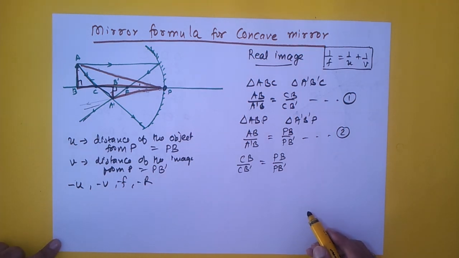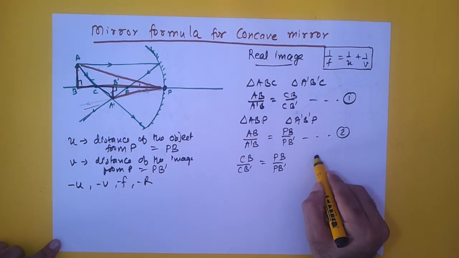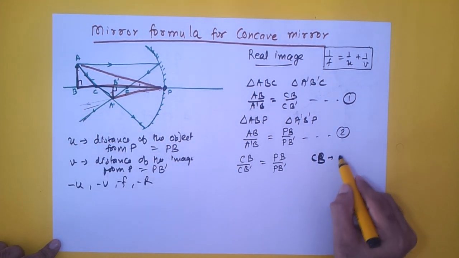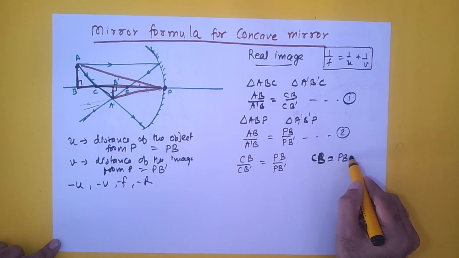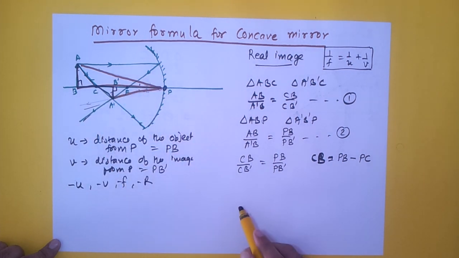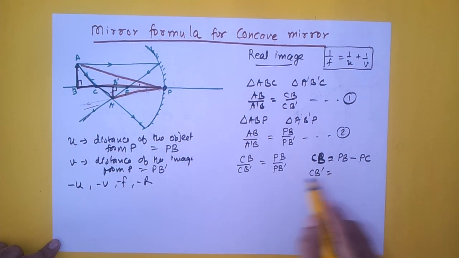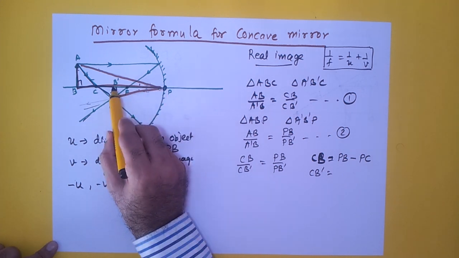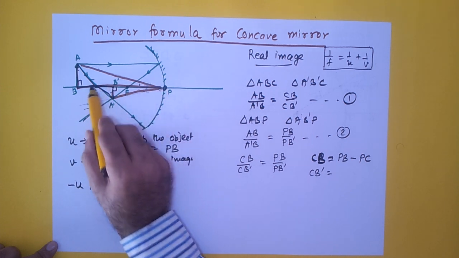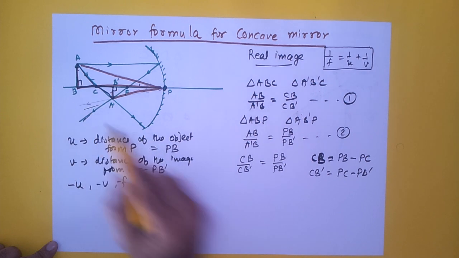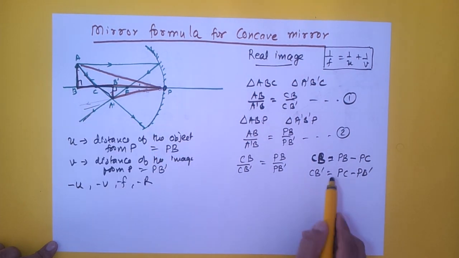Now let us look at what is CB. CB is this, and that I can write as PB minus PC. CB is PB minus PC. Similarly, what is CB dash? If I look at CB dash, CB dash is this, and that will be equal to PC minus PB dash.